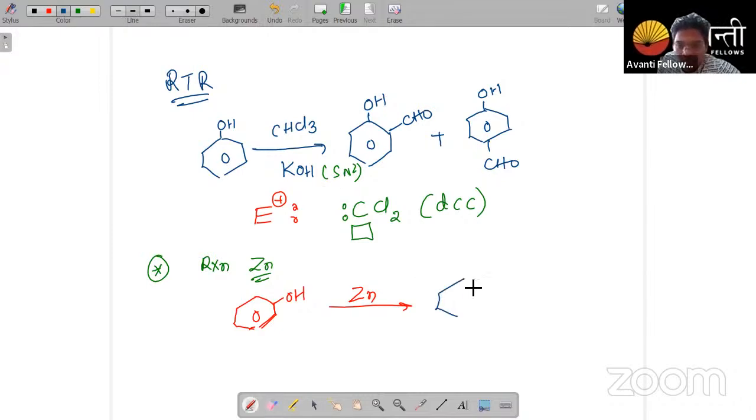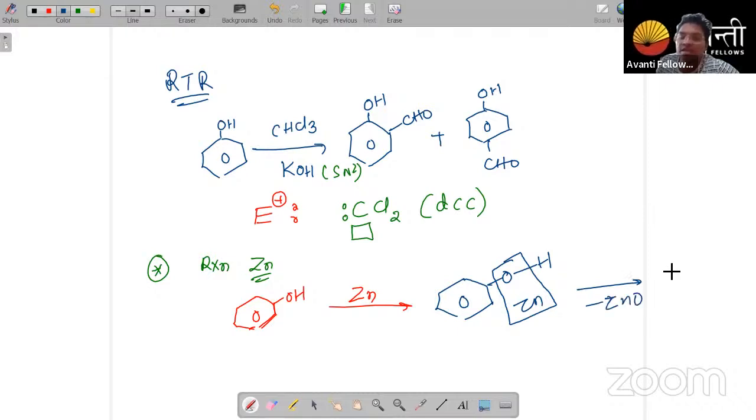Suppose you are having zinc, just reduce oxygen from here. That is, just remove Z and O from here. Then what are you going to get? You are simply going to get benzene here. I hope you guys understand this one.